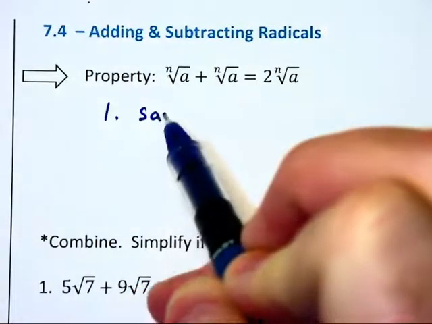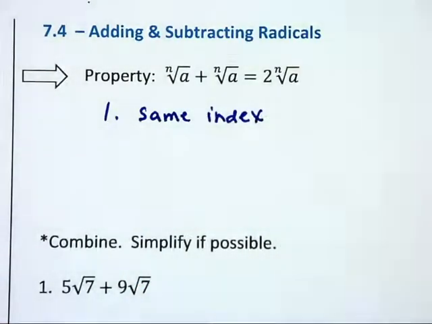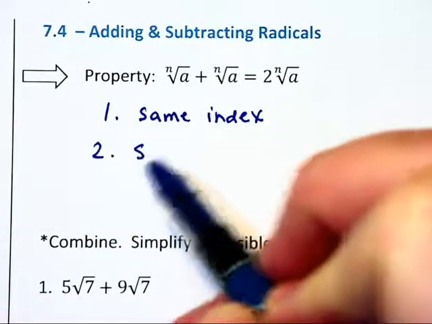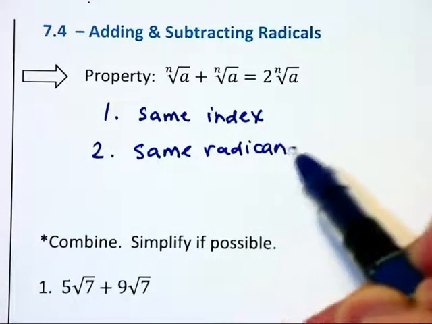First off, when you add radicals, you need to have the same index. You cannot add a square root and a cube root together. Second off, you have to have the same radicand. Now, what is a radicand? Well, basically, that's the stuff inside.